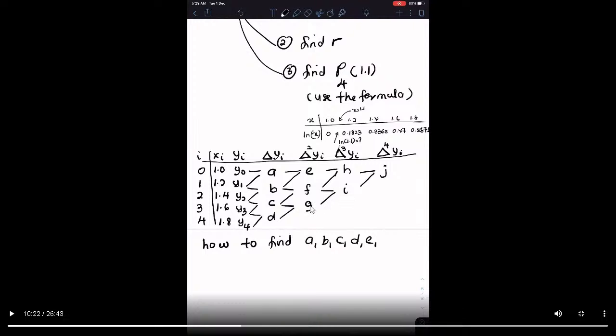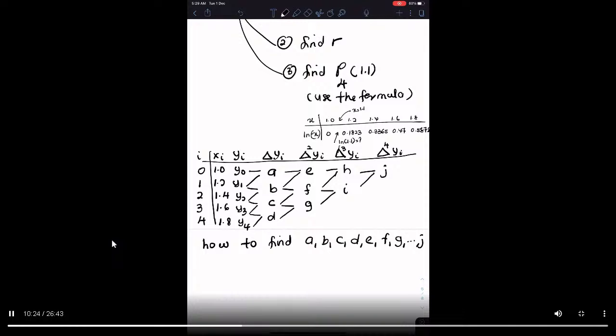F is C minus B. I is G minus H. What is G? G is delta order 2 y2. What is J? J is delta order 4 y0. So we focus on finding A, E, H, J: y0, delta y0, delta order 2 y0, delta order 3 y0, delta order 4 y0.